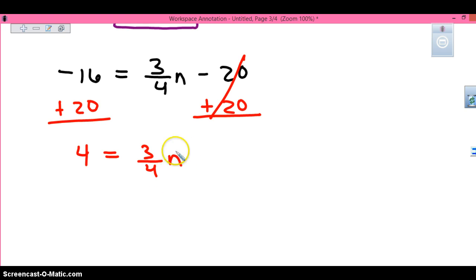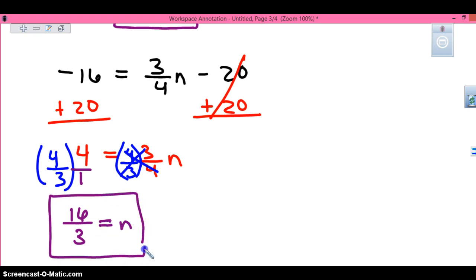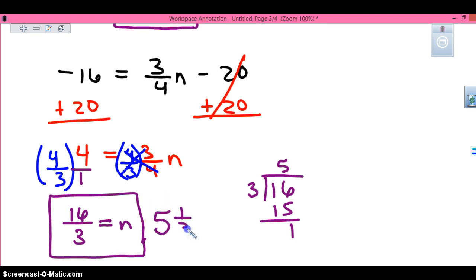We still need to solve for n. So we have to use the multiplicative inverse property. Cancel? No, we cannot cross cancel, so we're going to multiply 4 times 4 is 16 over 3. 16/3 is equal to n. If we change 16/3 to a mixed number, 3 goes into 16 5 times, with a remainder of 1. So that means that n can also equal 5 and 1/3.